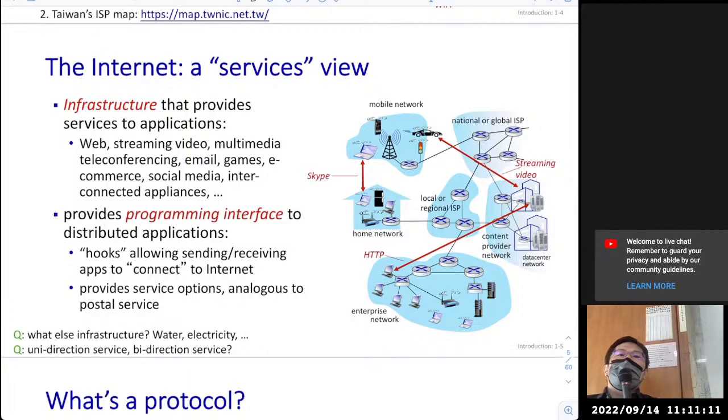Okay, so in order to organize all those different layers of components, we have a concept called service view. You can see that although we have several different applications like web, streaming, multimedia, and so on and so forth, basically, when we write network applications, for people who write programs, they don't have to consider what kind of network technologies are used on the line.